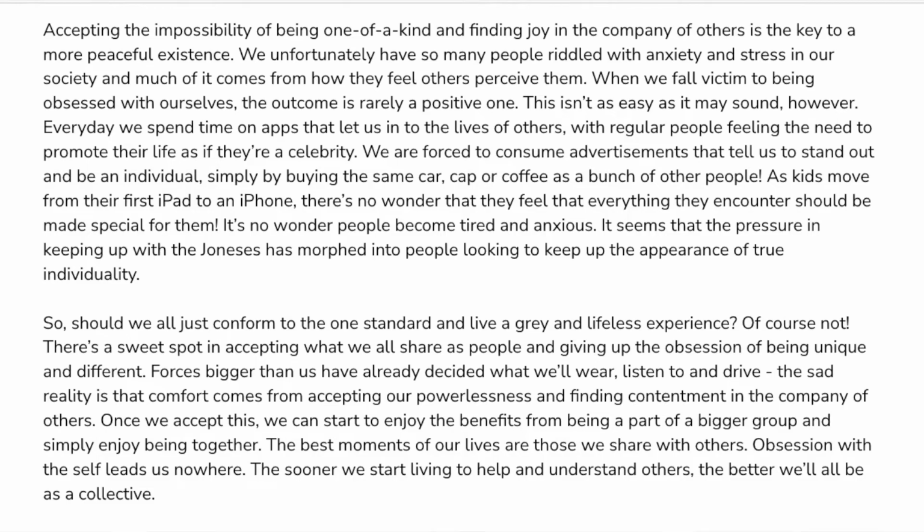The next paragraph reads, accepting the impossibility of being one of a kind and finding joy in the company of others is the key to a more peaceful existence. We unfortunately have so many people riddled with anxiety and stress in our society, and much of it comes from how they feel others perceive them. Now, a sentence like that, if I was grading a student in a VCE class and they were putting together, say, their oral presentation or a point of view where they had to research and so on, I'd say to them, well, that's a bit of a generalization.